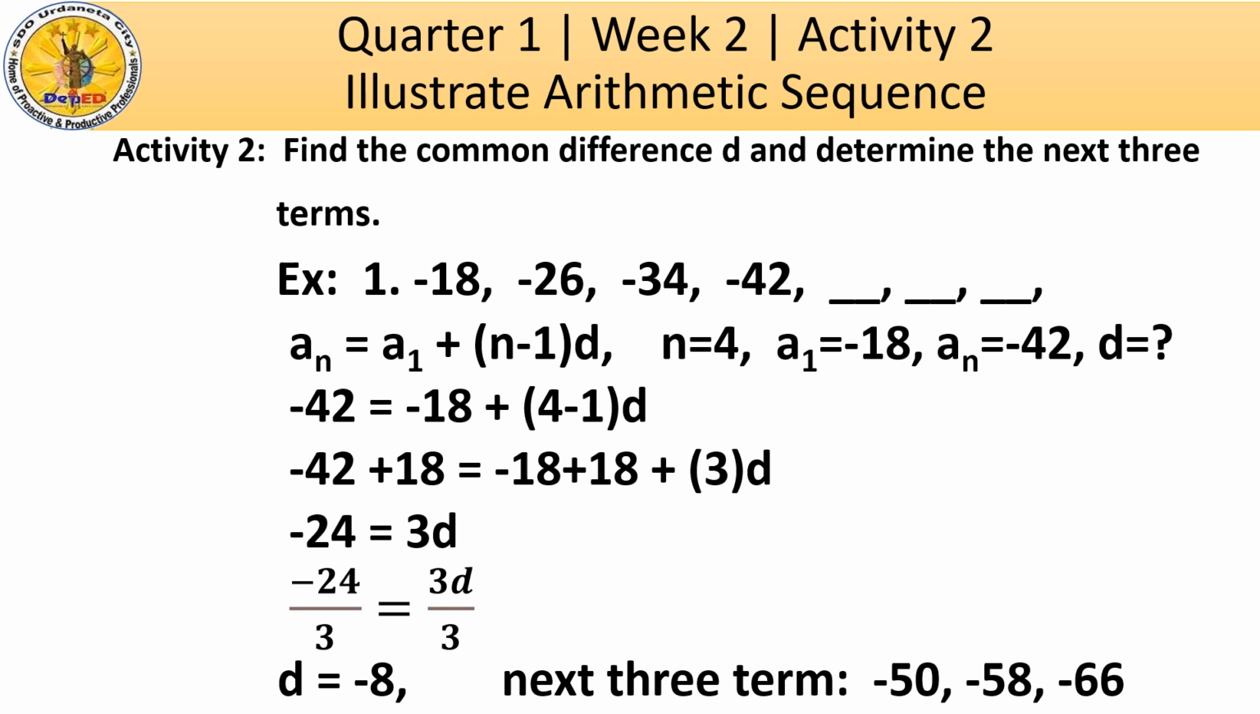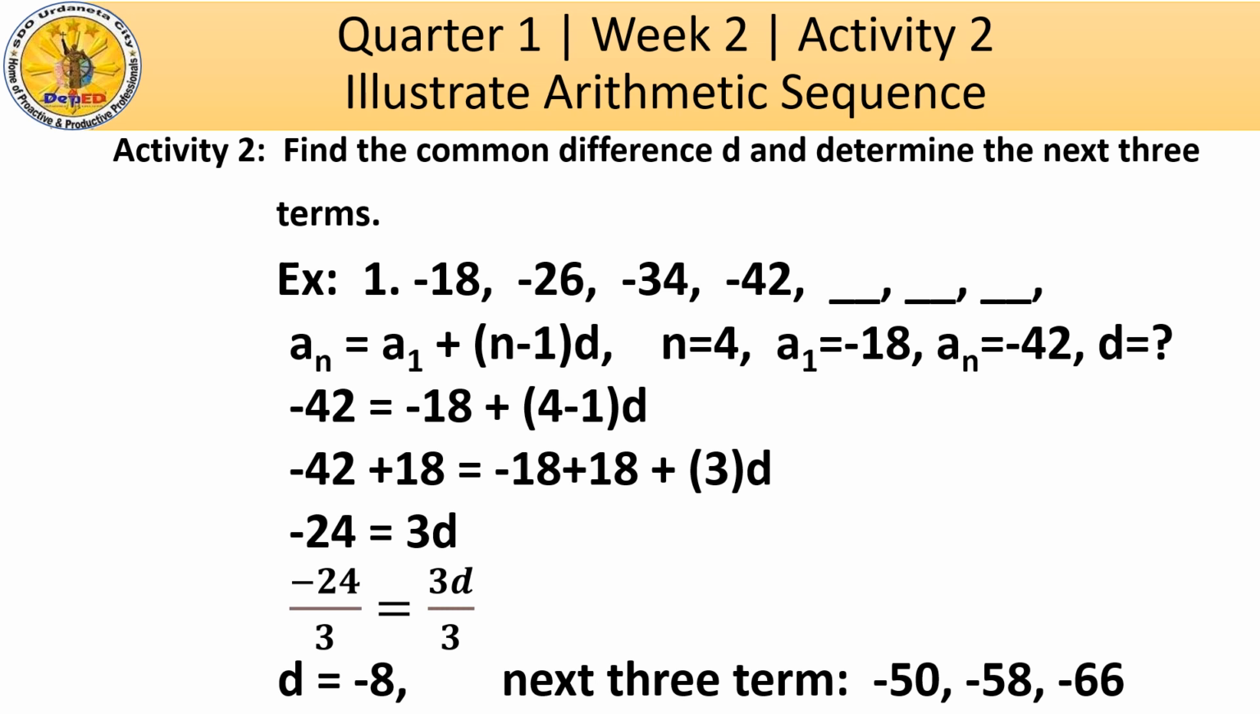They have the common sign, so add their absolute values. 42 plus 8 is equal to 50. The common sign is negative, so the next term is negative 50. Then next, you have to add negative 50 to the common difference. So negative 50 plus negative 8, the common sign, so add their absolute values. 50 plus 8 is 58. Their common sign is negative, so therefore negative 58.